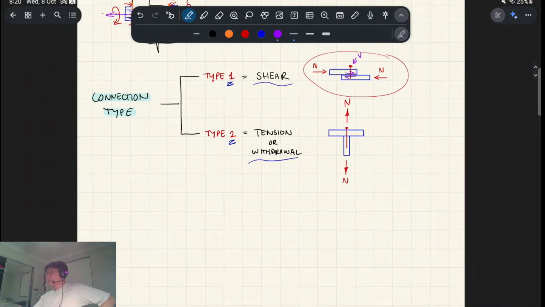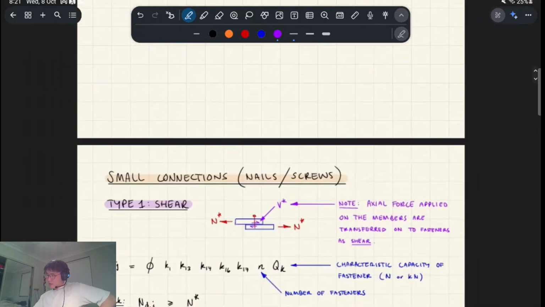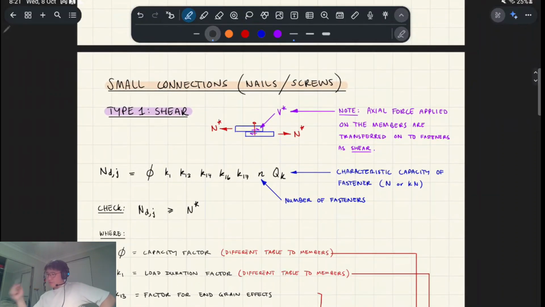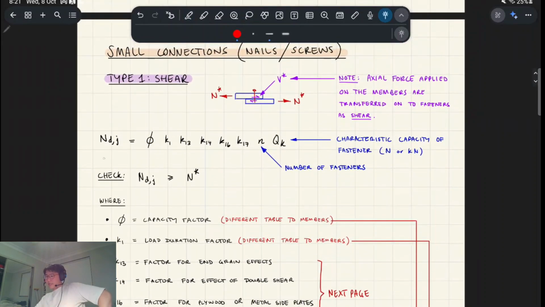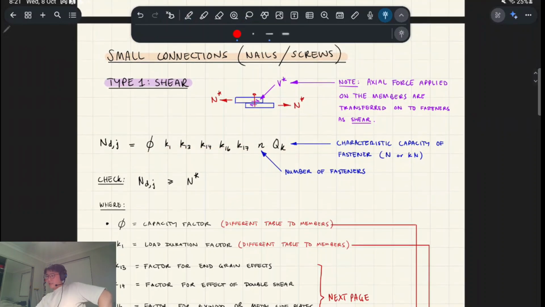So yeah, cool. Okay, so that's pretty much as far as the theory goes. Everything else is just following rules, so I can go through the rest of this fairly easily. This little note is what I just explained: even if we have a tension force on the members, it's transferring shear onto the connection itself. And yeah, so here's the capacity equation for the connection.